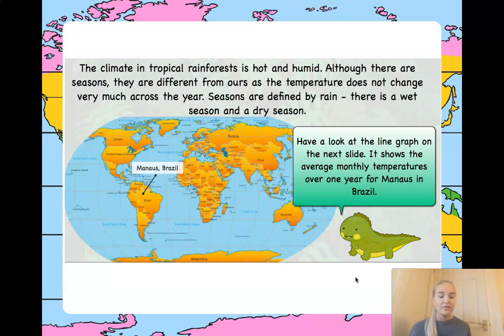So there are different types of seasons in terms of rain. There is a wet season where they get lots and lots of rain, and a dry season where they get not as much rain, but still a little bit of rain. Now we can see here that there is a place called Manaus in Brazil.